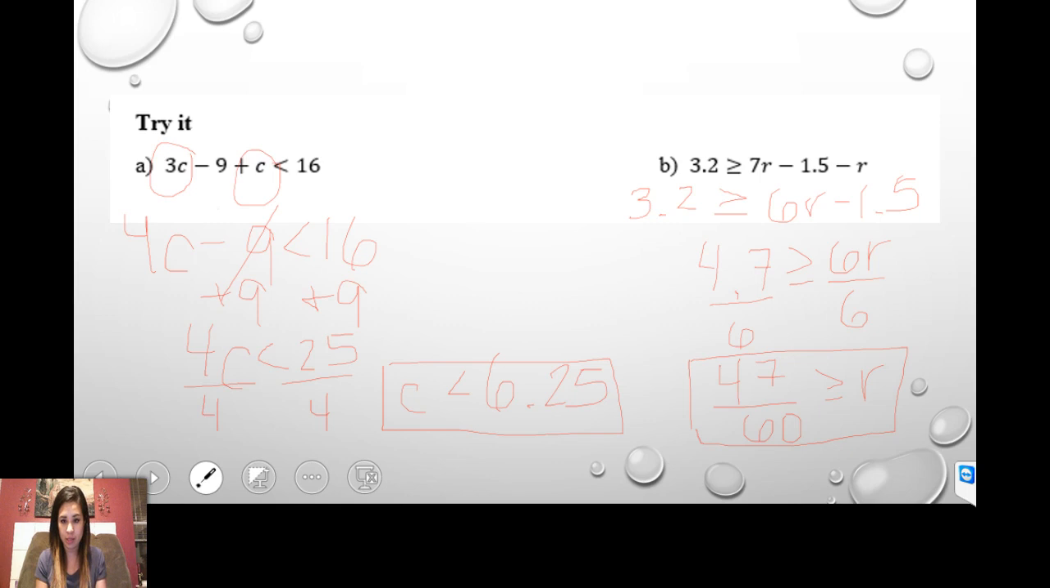In part B, we add 1.5 to both sides. Sorry, I didn't write that step, but that's what I did. So I have 4.7 is greater than or equal to 6r, and then since the 6 and the r are next to each other, we divide, and my final answer is r is less than or equal to 47/60, which is about 0.7833.